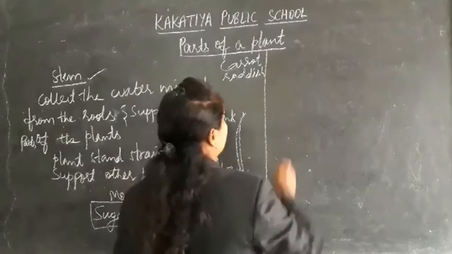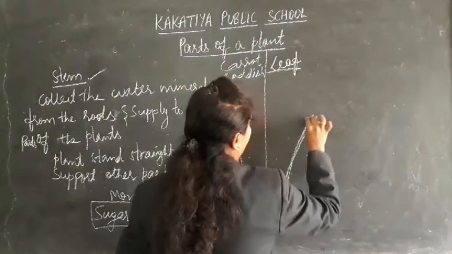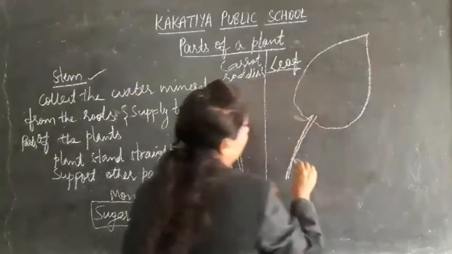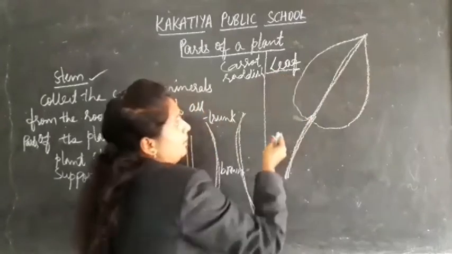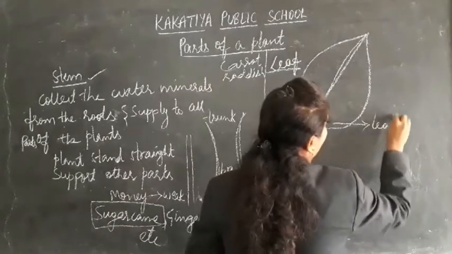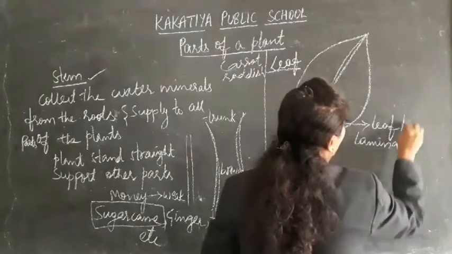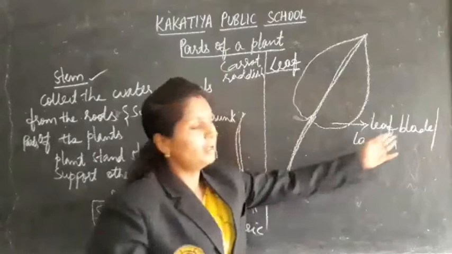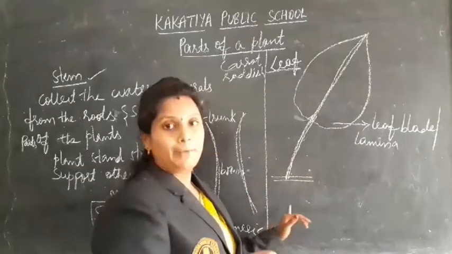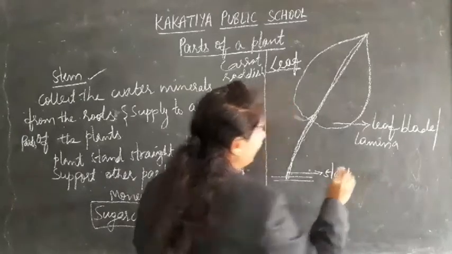Next, coming to the leaf. If you take a leaf, okay, it is a leaf. The flat surface of a leaf we call the leaf blade or leaf lamina, and it is attached to the branch of a plant by a stalk.